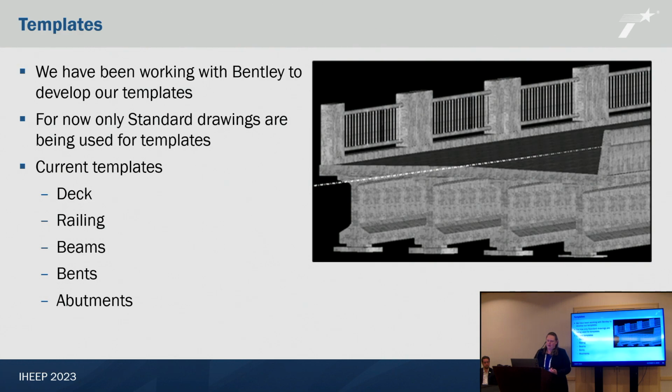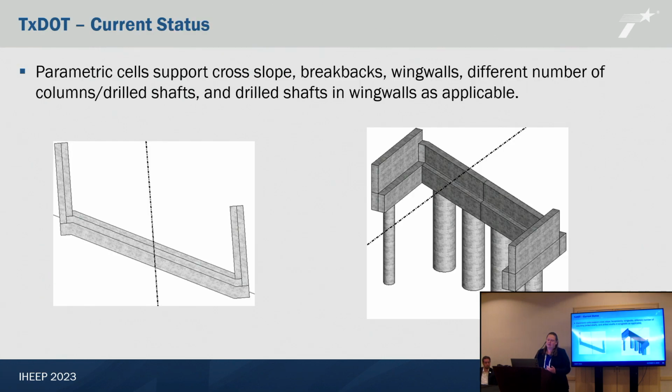And then abutments. So one of the things with the abutments is we needed a break back, and Bentley couldn't do the break back in a regular template. So we created a parametric cell that is in our workspace, so you can do the break back. So we found a way to do it and still put it in our workspace for the end user. We are trying to make this as easy for the end user as possible.